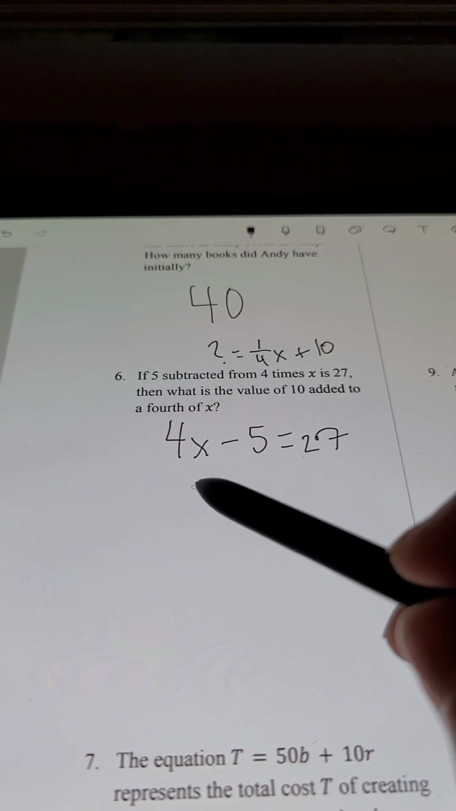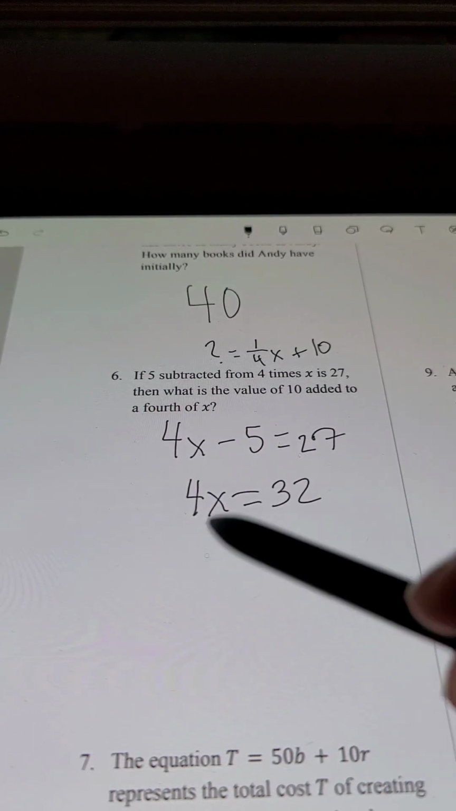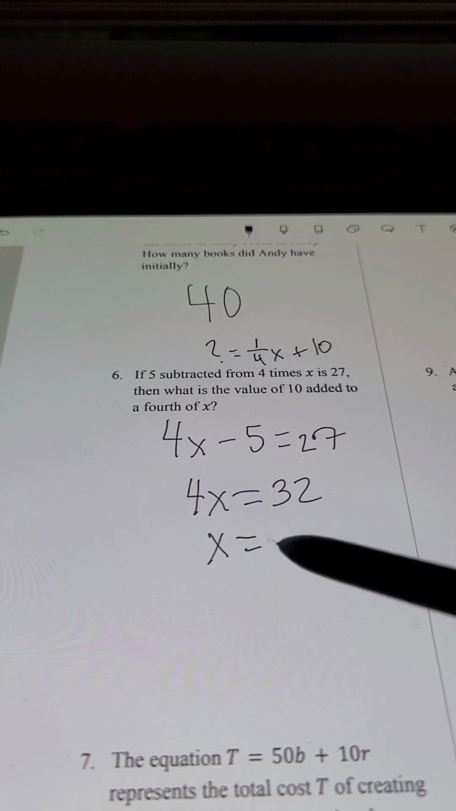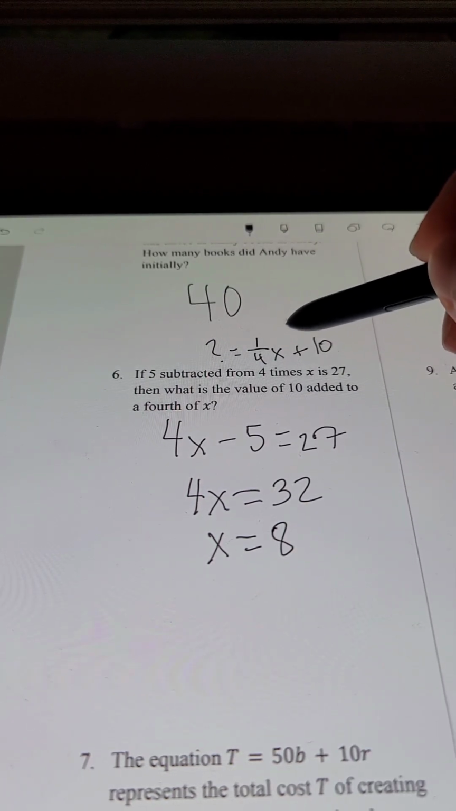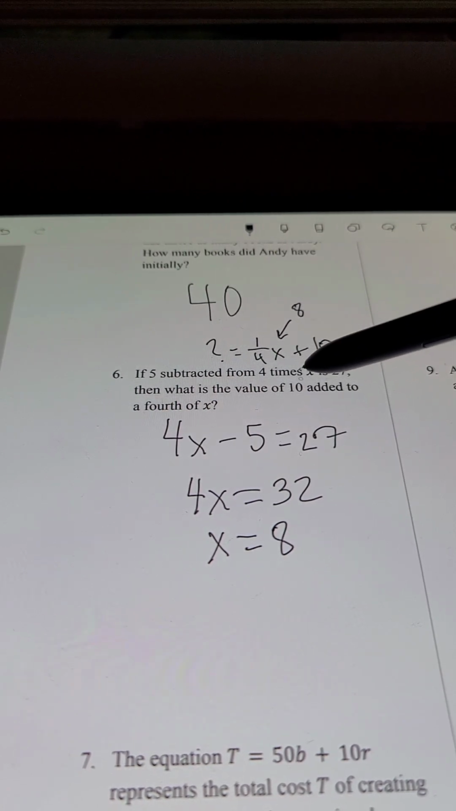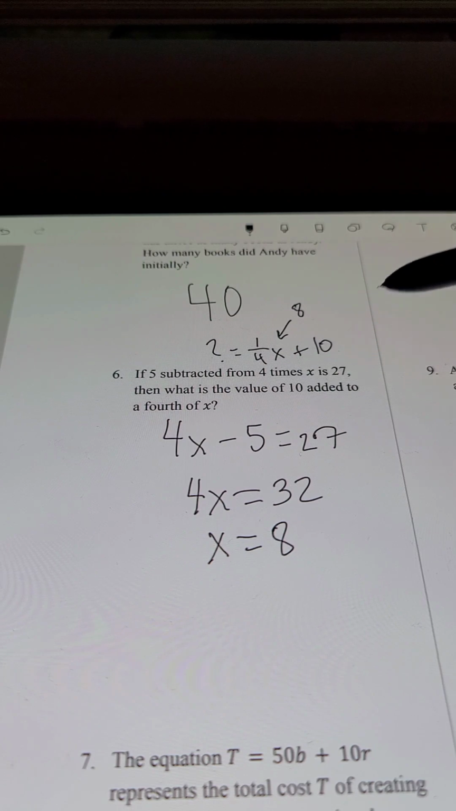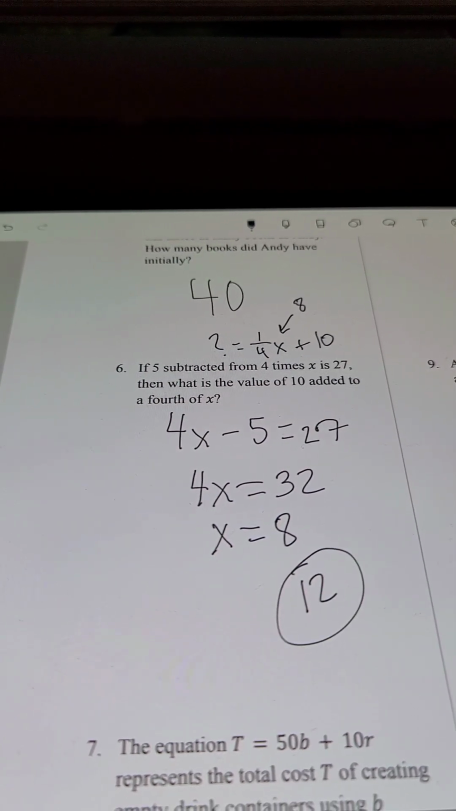So let's add 5 to each side to get 4x by itself, and that's going to be 32. And then divide by 4 on each side to get x by itself, and that'll be 8. So we're going to plug in 8 for x right there. So it's going to be 1/4 times 8, which is going to be 2, plus 10, which gives you 12. So 12 will be our answer.